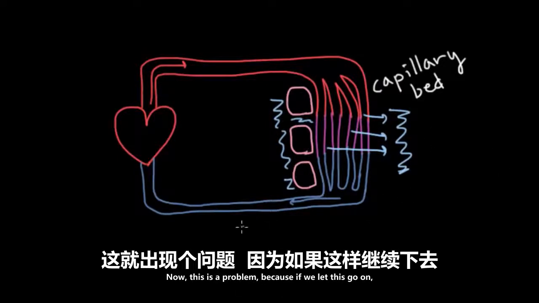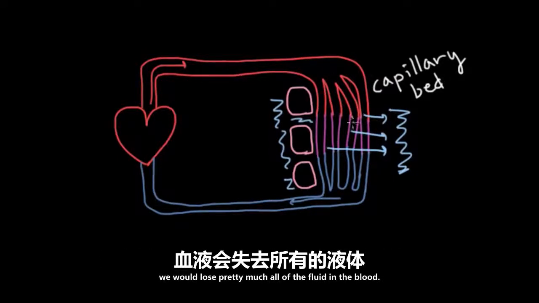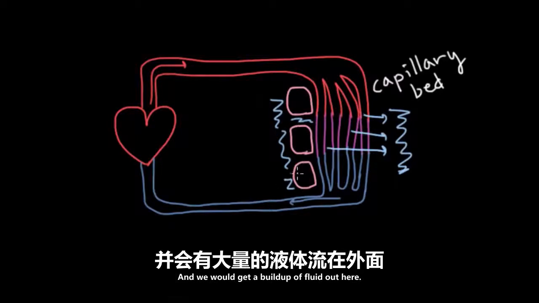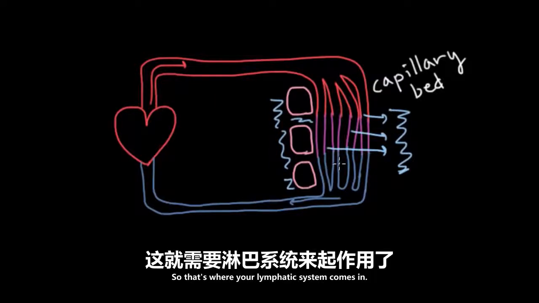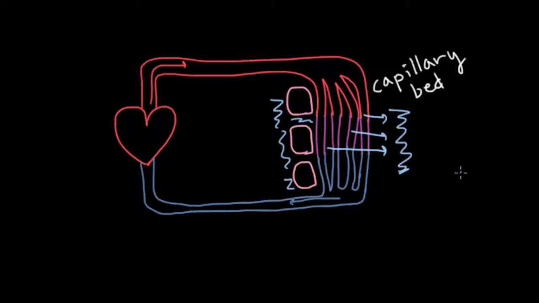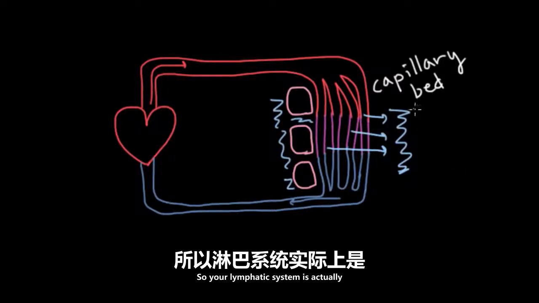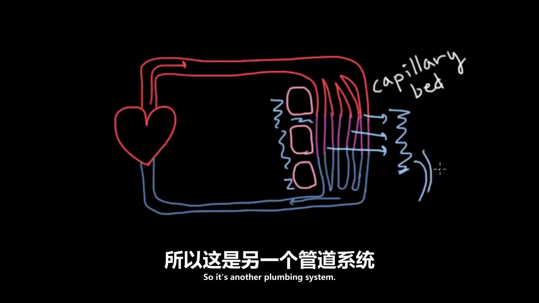Now this is a problem, because if we let this go on, we would lose pretty much all of the fluid in the blood, and we would get a buildup of fluid out here, and that would be an unsustainable situation. So that's where your lymphatic system comes in. This is the problem that it addresses. So your lymphatic system is actually another plumbing system, which I'm going to try to draw here. So it's another plumbing system.